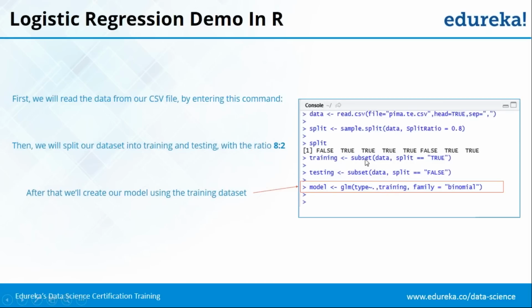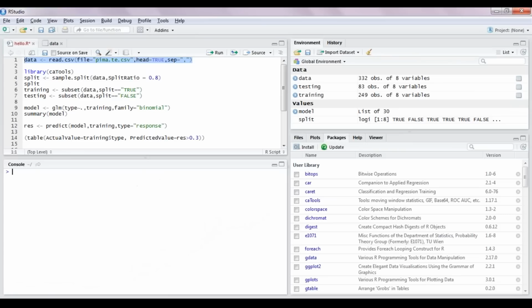We have split the data set in the 8:2 manner, so we want the training data set. And then our family of Y is binomial. Binomial means it can take on only two values, that is yes or no, true or false, or 1 or 0. So we have to specify that as well. Let's pass this command into R and see what our model will be. So this is our model. Let's run it, and then we will get the summary of the model.